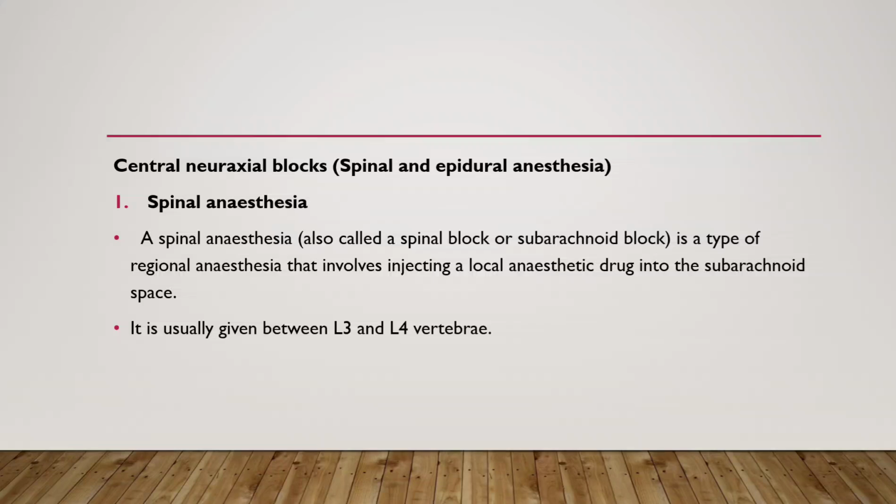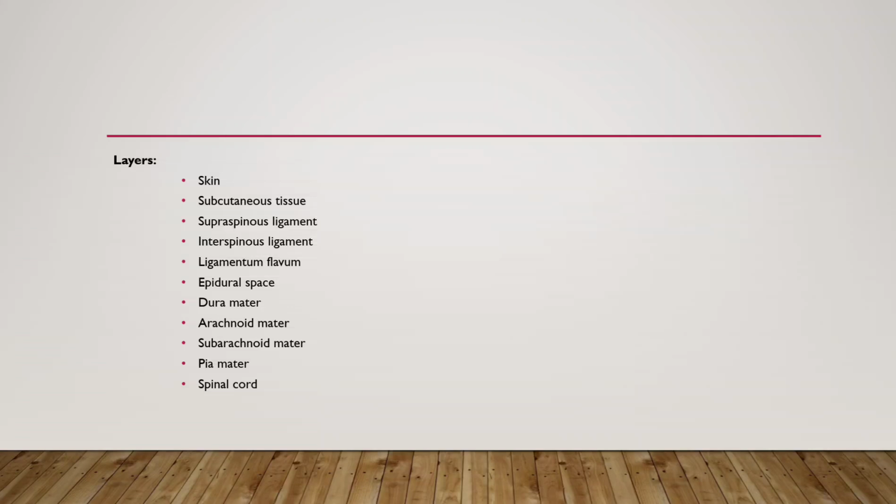Structures encountered while giving spinal anesthesia from posterior to anterior: skin, subcutaneous tissue, supraspinous ligament, interspinous ligament, ligamentum flavum, epidural space, dura mater, arachnoid mater, subarachnoid space, pia mater and spinal cord. The tips of the spinous processes are such that an epidural or spinal needle should be inserted obliquely in the thoracic region and almost right-angled in the lumbar region.